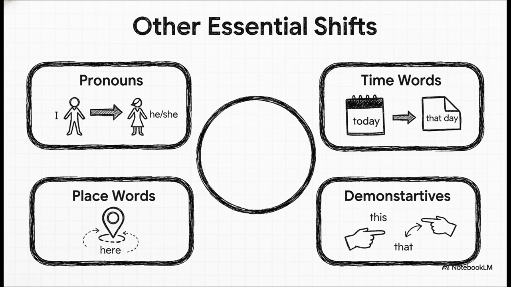Pronouns like I obviously become he or she. Time words like today become that day. And place words like here become there. It's all about re-anchoring what was said into your present moment of telling the story.